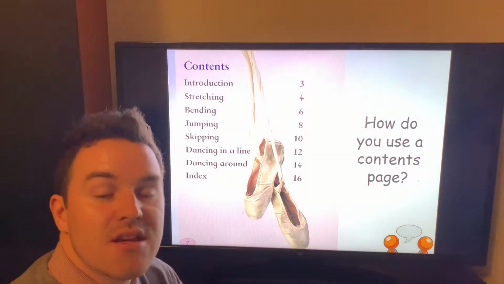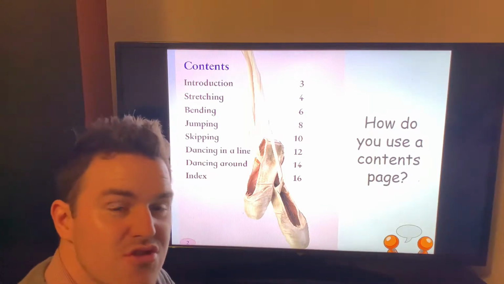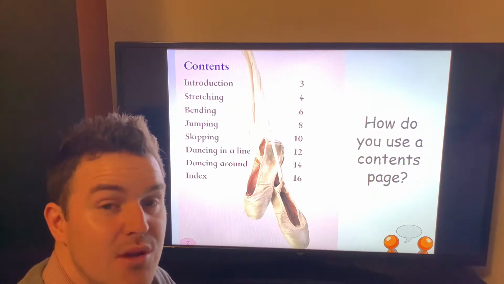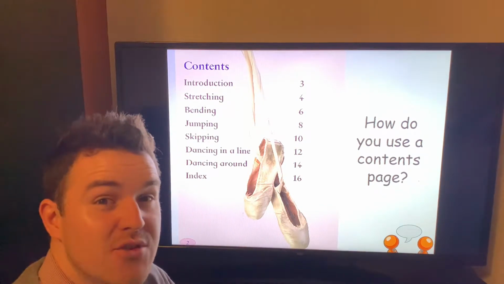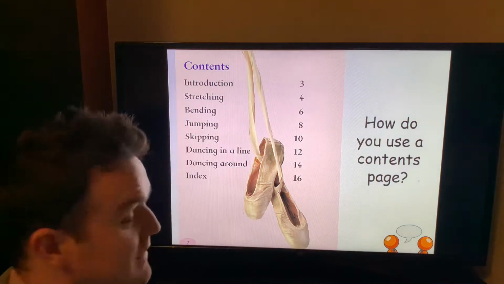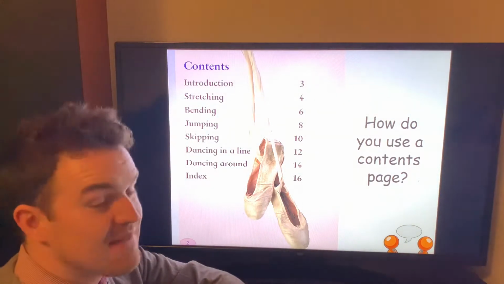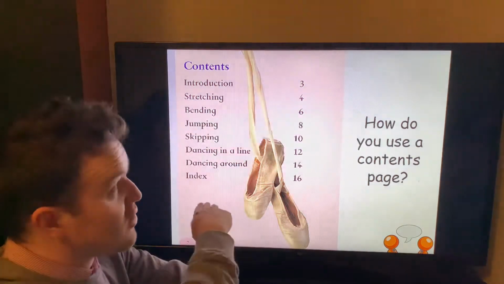Okay, yesterday, Year One, we were looking at non-fiction books or information books, and we found out that we could use something at the beginning of the book to help us find information that might be interesting to us, and that was called a contents page. And in this book about ballet, we had different sections in the book, and these sections are in order of where they are in the book.